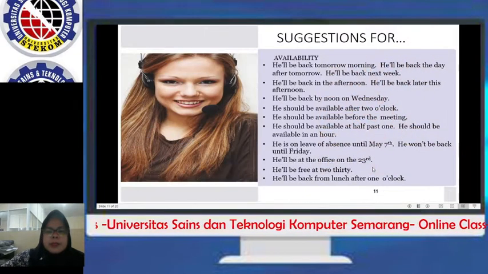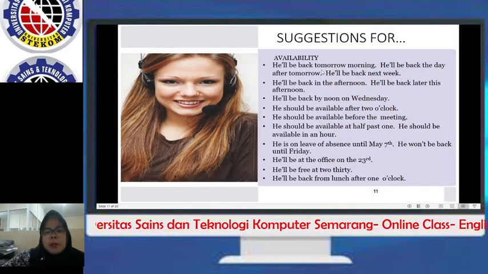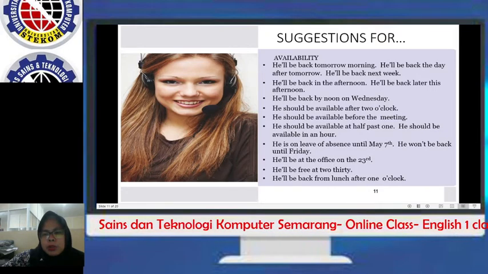Then next, suggest on availability. Jadi kalau misalnya yang dituju itu ternyata ada.